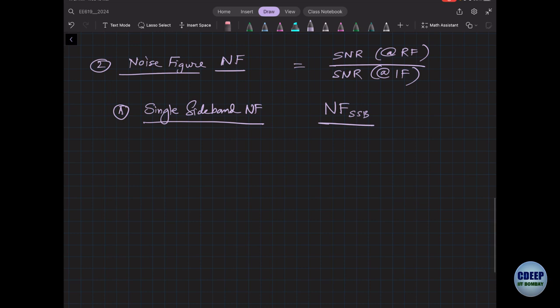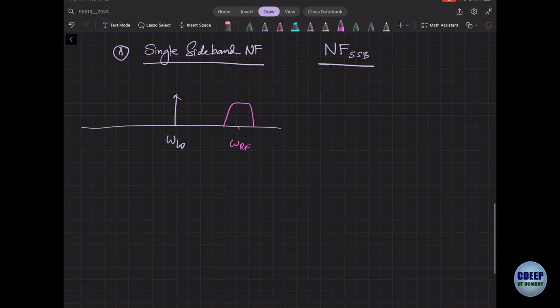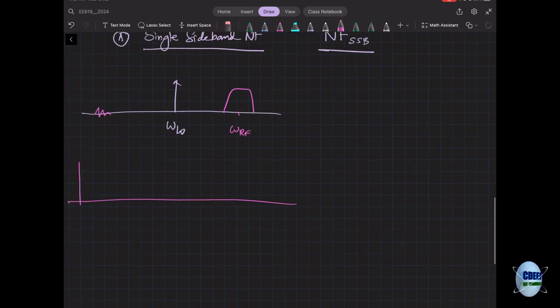Okay. So here the desired RF tone, whichever it is, is only on one side of the LO. So, for example, let's say this is my omega LO, and this is my RF signal. If that is the situation, and then when you translate it down, I'm showing that as such because it's not linear in terms of frequency. There is quite a distance. So when you down convert, we are going to get this, right?